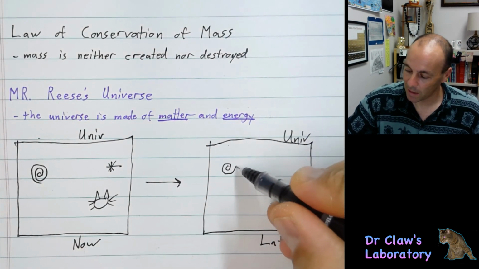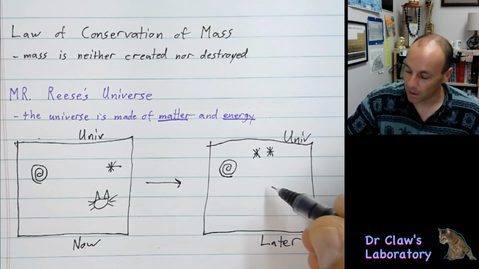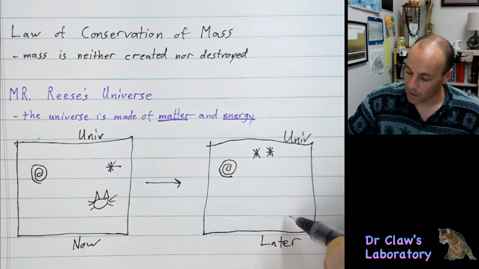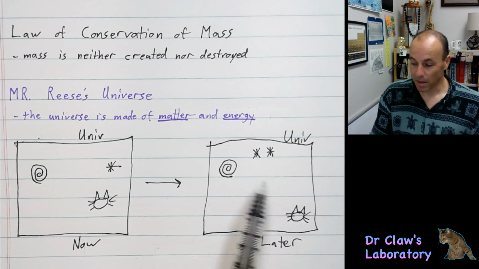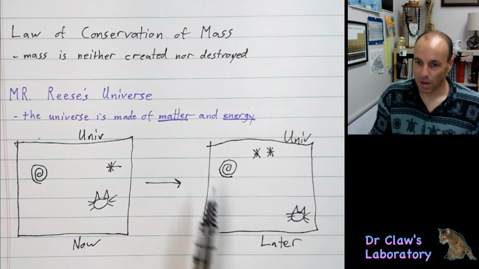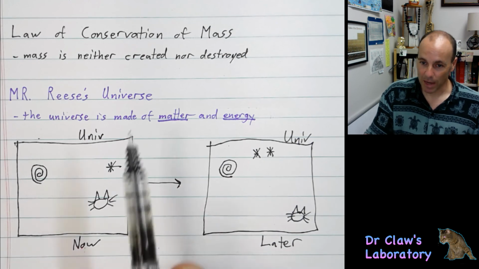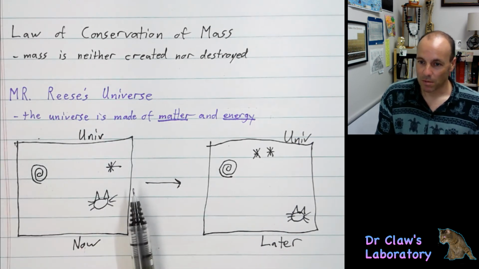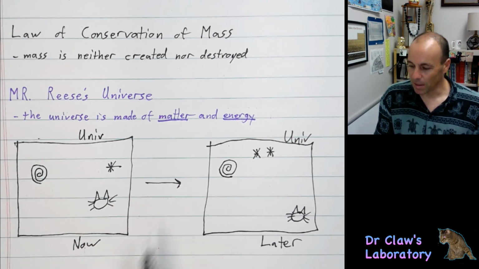Maybe that galaxy is still over here. Maybe that star has actually broken into two stars, and maybe that cat wants to get away. Maybe it's over here now. So stuff has moved, right? But I guarantee you, what these two laws are saying is if you count up all of the mass right now, it should equal all of the mass 10 seconds later. And if you count up all of the energy right now, it should equal all of the energy 10 seconds later.